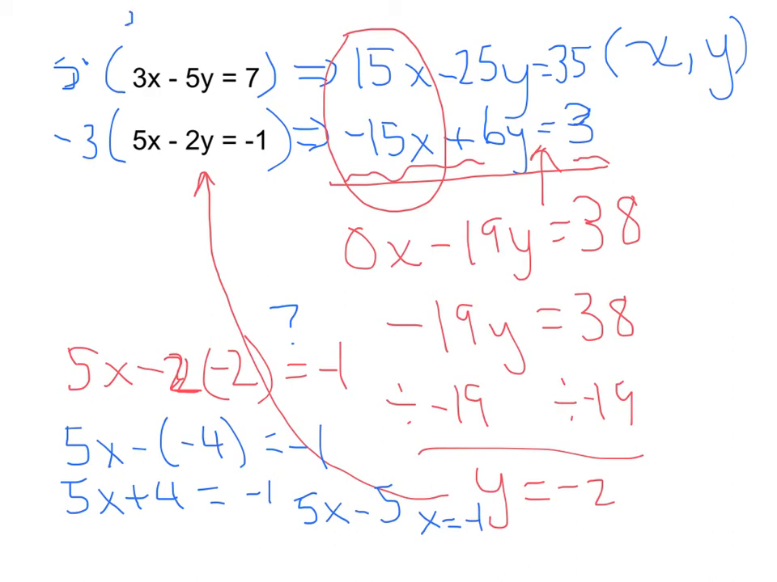So we should be able to go up here and say 3 times negative 1 minus 5 times negative 2. If we sort through that, we're going to get negative 3 plus 10, which is, of course, 7. So yes, we've found an answer. It works in both equations.